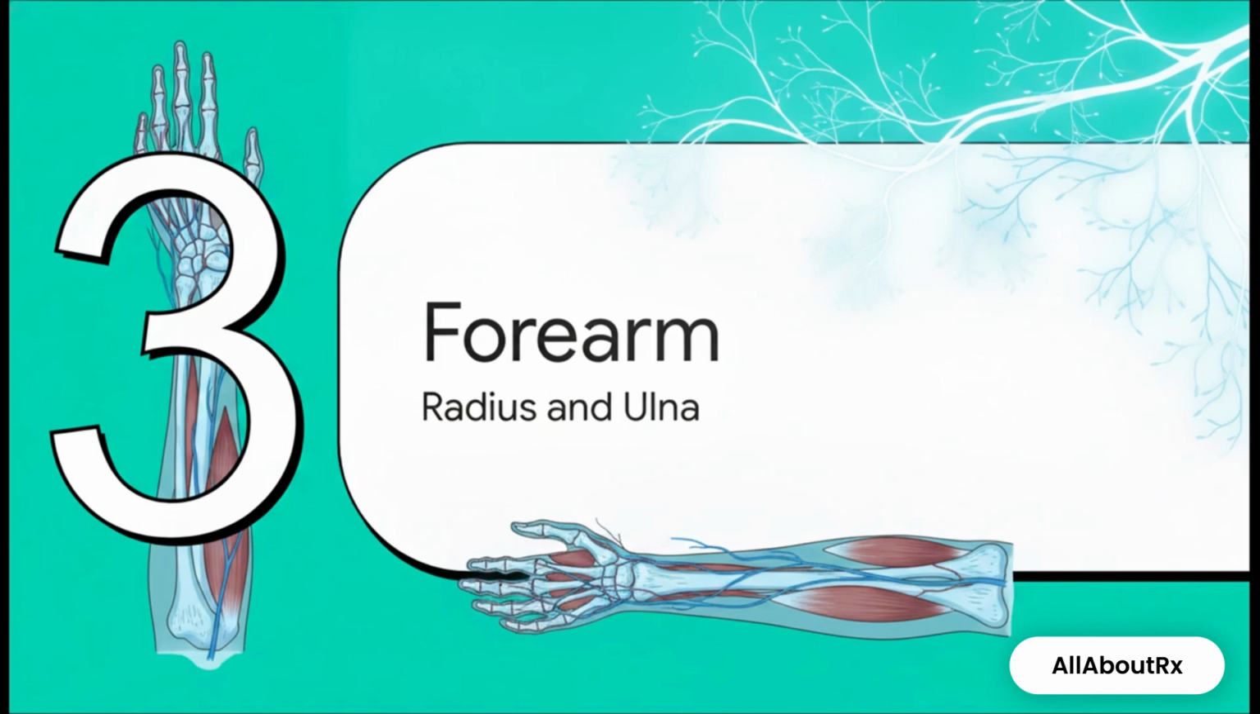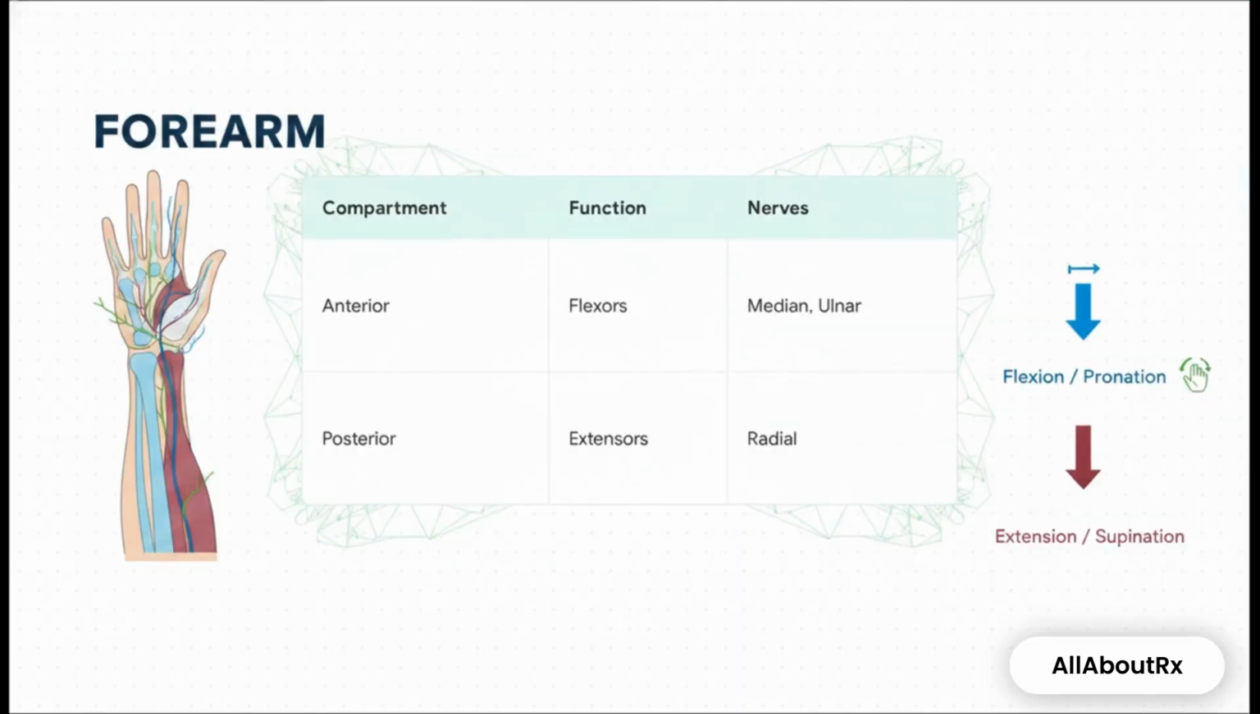This is where mechanical complexity really steps up, with two bones and some intricate nerve distributions. So structurally, the radius sits laterally on the thumb side, while the ulna is medial on the pinky side. And just like the upper arm, this region is divided up into compartments. The anterior compartment handles your flexion and pronation, while the posterior compartment takes care of extension and supination.